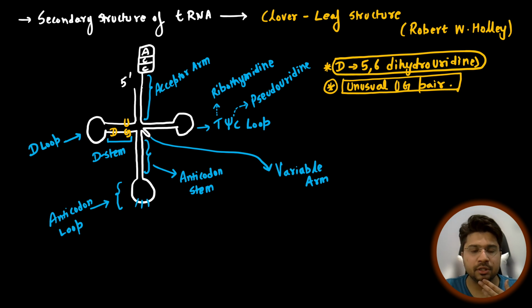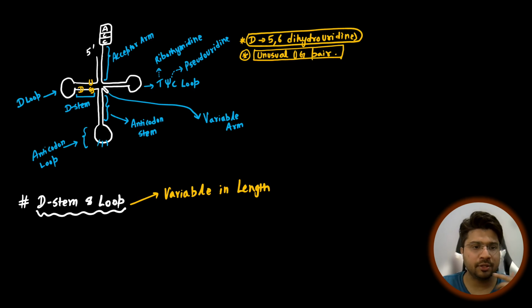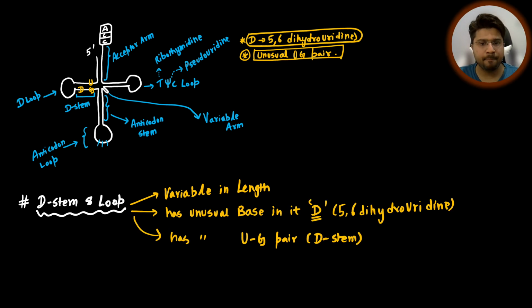We are going to learn about the features of the individual structures that we have just seen. So let's first talk about the D stem and loop. They are variable in length. They have an unusual base called D, capital D, which is 5,6 dihydrouridine, inside them. The D stem also contains a U and a G pair, which is unusual. Most commonly, you have GC pairing, but in this case, we have an unusual UG pair present within the D stem, and these can be very important questions for your examination.